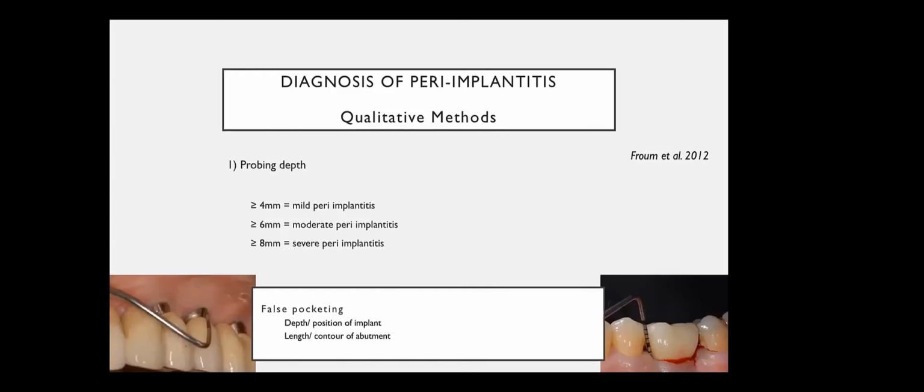Now, my problem with it is that there's a lot of false pocketing. What happens is that it depends on the depth and the position of the implant placed, and also, restoratively, on the length and the contour of the abutment. So if you have an overly contoured abutment, you might actually have less pocketing that you can see or probe, but that doesn't mean that there isn't a pocket there. So that means that you're not actually diagnosing it very well.